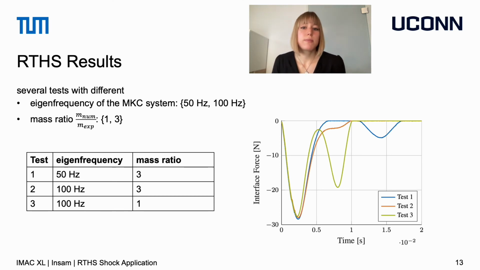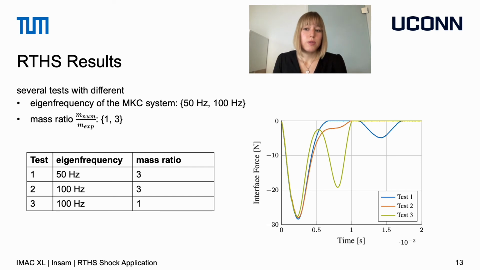Nonetheless, we continued with experiments and wanted to see whether we can see changes in the interaction force depending on the selected eigenfrequency of the mass spring damper system and the mass ratio. The mass ratio is the ratio between the numerical mass and the experimental mass. In 2 experiments, the mass was 3 times heavier than the pendulum mass, and in the third experiment, they were equally heavy. The eigenfrequency of the mass spring damper system was either 50 Hz or 100 Hz.